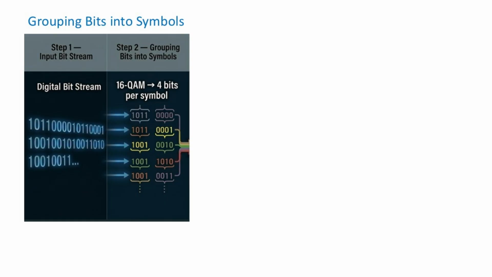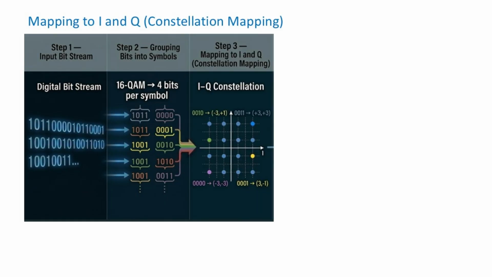However, there is a trade-off. As we increase the number of bits per symbol, the signal points get closer together, making the system more sensitive to noise and errors. This step is important because it defines how efficiently and how reliably the information will be transmitted. Now we move to the most important step in QAM generation, mapping each symbol onto the IQ constellation.